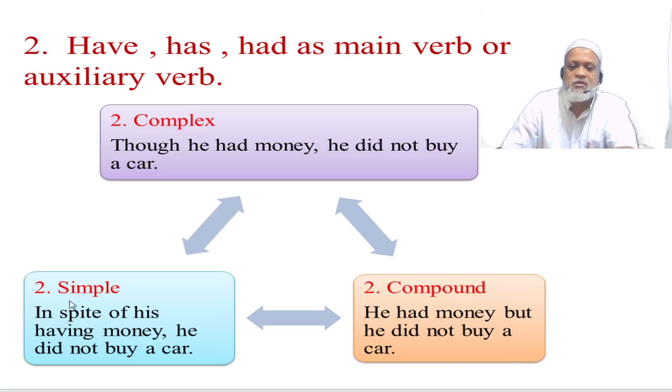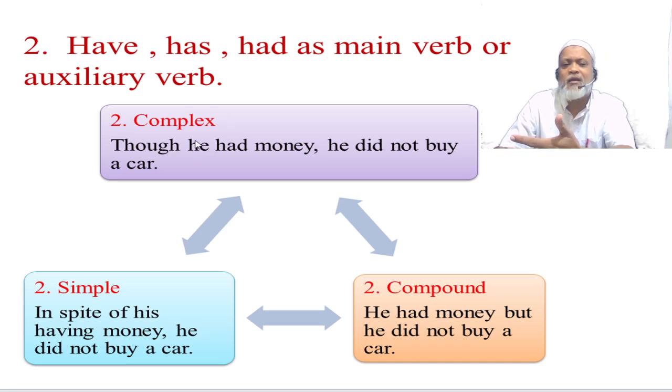Though we use in spite of to make it simple, and he will be changed into his, and had will be changed into having. Am, is, are will be changed into being, and have, has, had will be changed into having. We have had here, and we have changed it into having. Just: in spite of his having money, he didn't buy a car. How will it be made into compound?